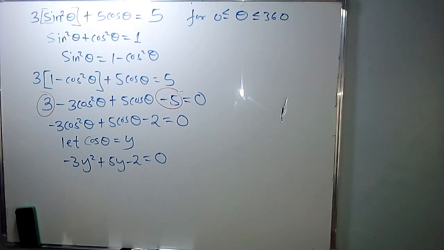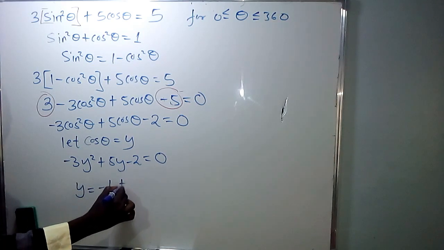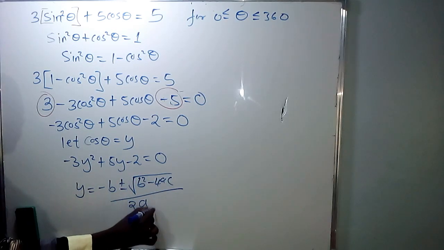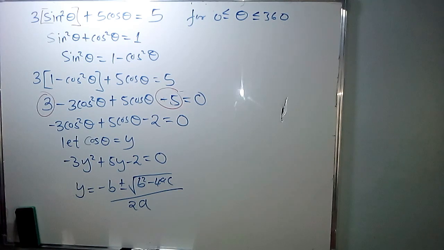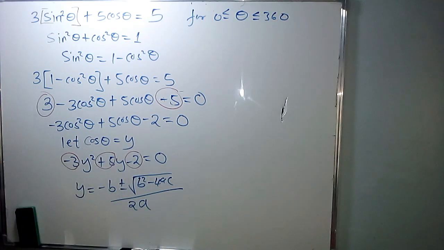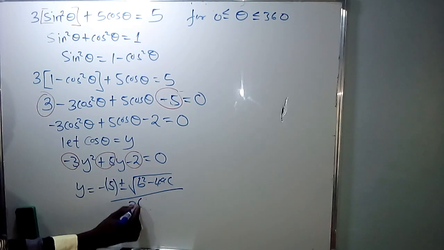Now that is a quadratic form, and the standard formula for a quadratic equation is given by y equals negative b plus or minus square root of b squared minus 4ac over 2a. So can you now construct your coefficients? You extract a, b, and c from that equation. So you can see a is negative 3, b is positive 5, and c is negative 2.